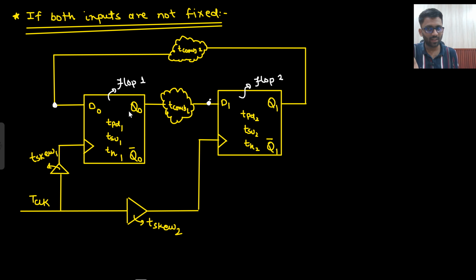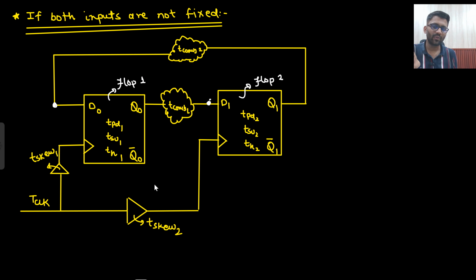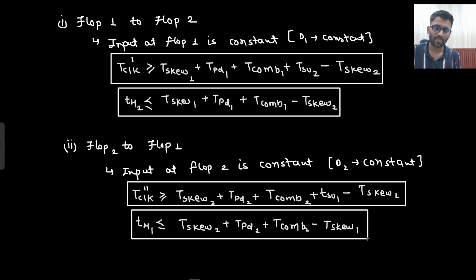So I will be writing the whole time of this flop. When I was going from here to here, I was writing the setup of this flop. Now if I am going from here to here, I will write down the setup of this flop, so TH1 plus TPD2 plus TCOM2, setup should not come, so minus T skew 1. Say yes or no? Now these are two different values, so no need to worry about that.